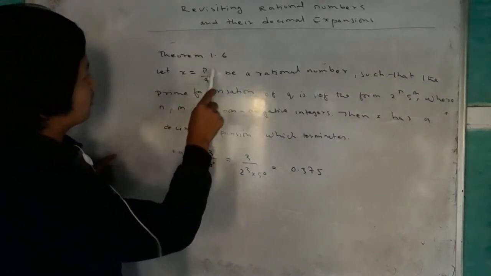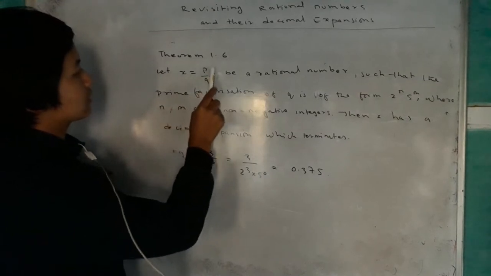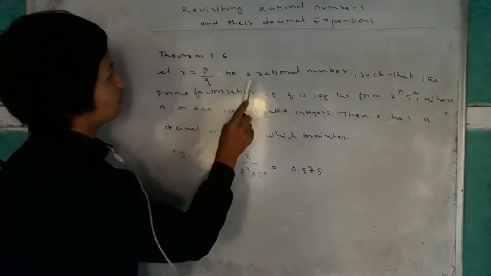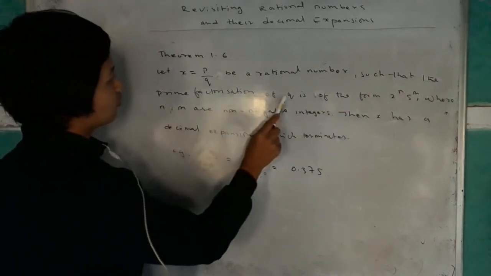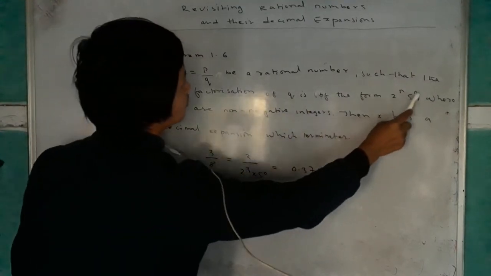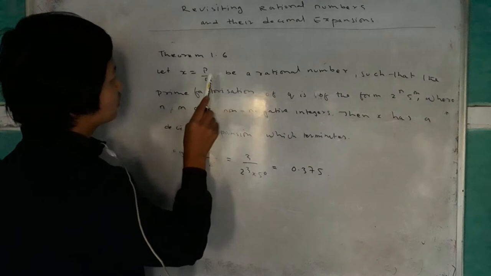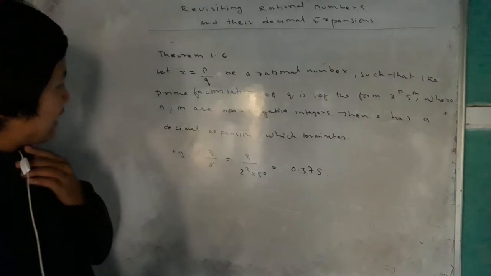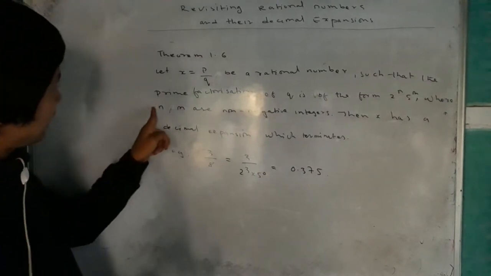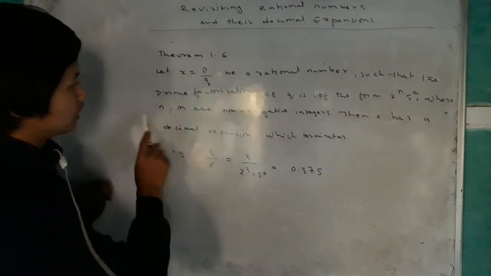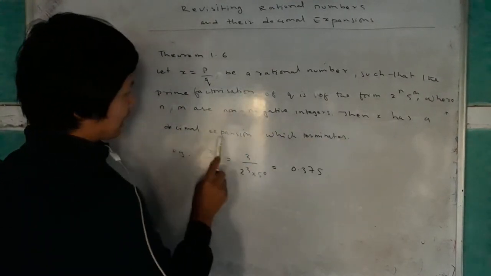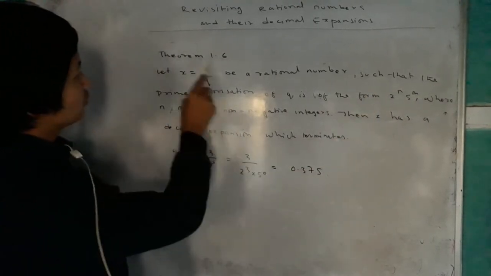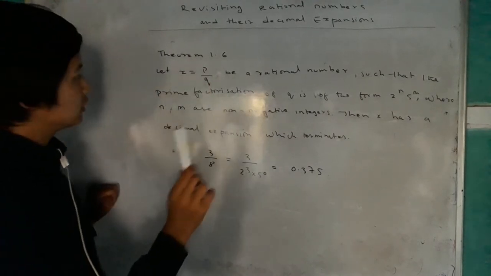Let x equals p by q, the fraction, be a rational number. We are assuming that p by q is a rational number such that the prime factorization of q is in the form of 2 to the power n, 5 to the power m, where n and m are non-negative integers. It is for the condition only. Then x has a decimal expansion which terminates. I have already shown this. Again, the theorem is saying the same; theorem 1.6 and 1.5 are only slightly different.